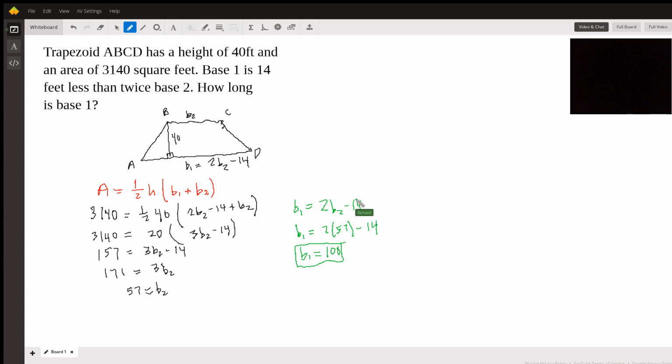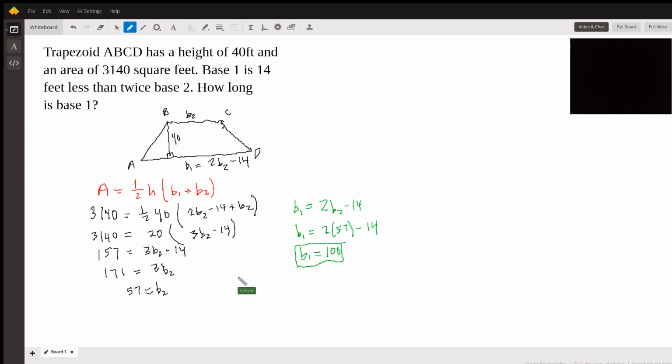I'm just going to check that one more time. I'm sorry, that's 2 times 57. Can't read my own handwriting. 2 times 57 minus 14 is 100. Okay.